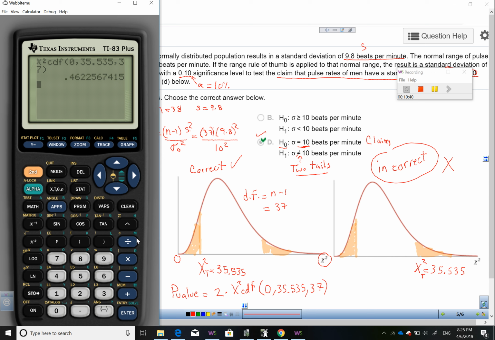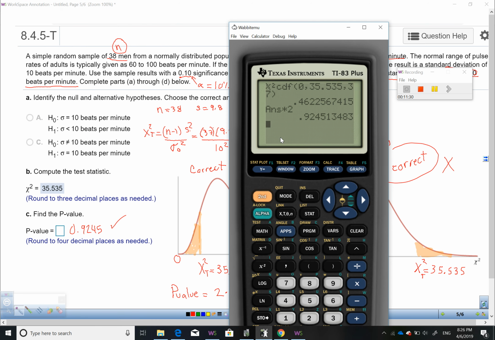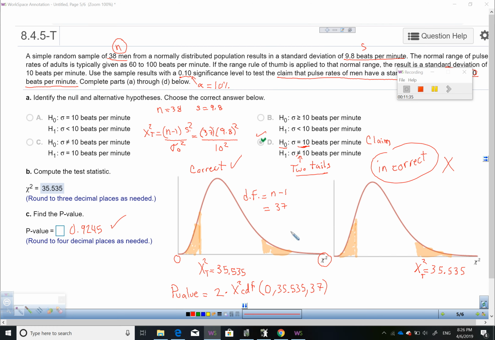And once you get this number, you multiply by 2 because it's a double tail. You only multiply by 2 when you have 2 tails. If it is not the situation of 2 tails, you do not multiply by 2. So that's how you get the same number using the TI-83. As you can see, it's pretty much the same. And that'll be it. Thank you.